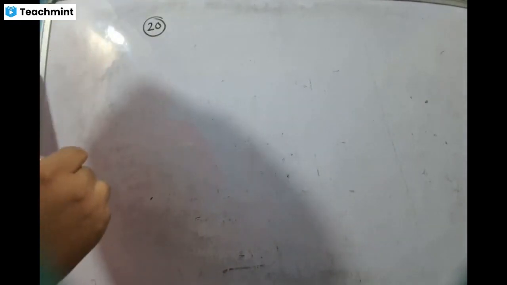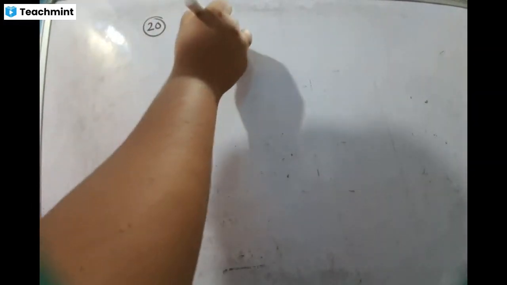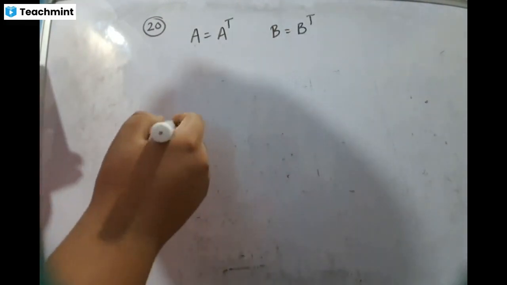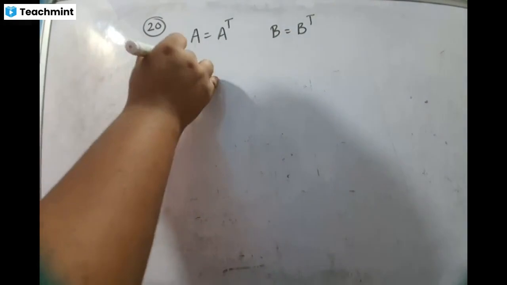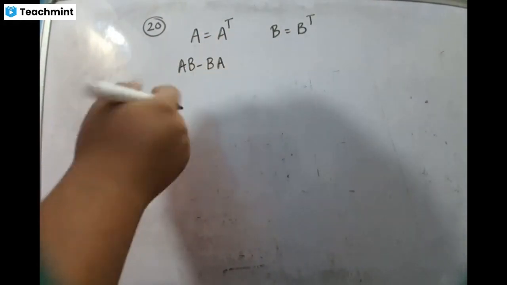Question number 20. Everyone look at the board. If A and B are symmetric matrices, what does symmetric matrix mean? Symmetric means A equal to A transpose and B equal to B transpose. Then they are asking us what is AB minus BA.